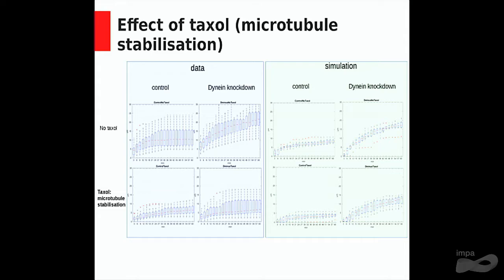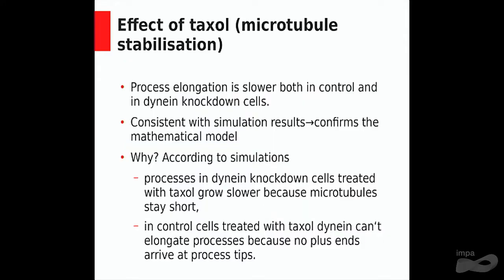So that explains why also in dynein knockdown cells, process growth is attenuated as compared to cells without any Taxol. Okay, so this somehow confirmed that the model works, and the model, so this now summarizes the effect of Taxol.